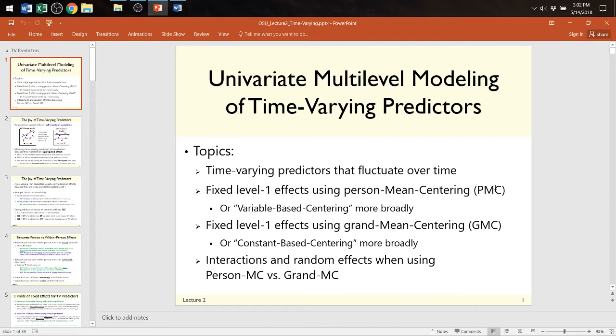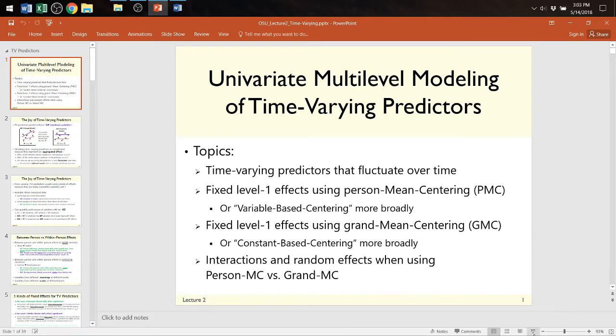So this afternoon I wanted to go over the inclusion of time-varying predictors using one particular approach so that we could get very well acquainted with what exactly the effects in the model mean. Then tomorrow transition into multivariate versions of the same models and how the interpretations change when setting up the models one way versus another way, because that can be very confusing.